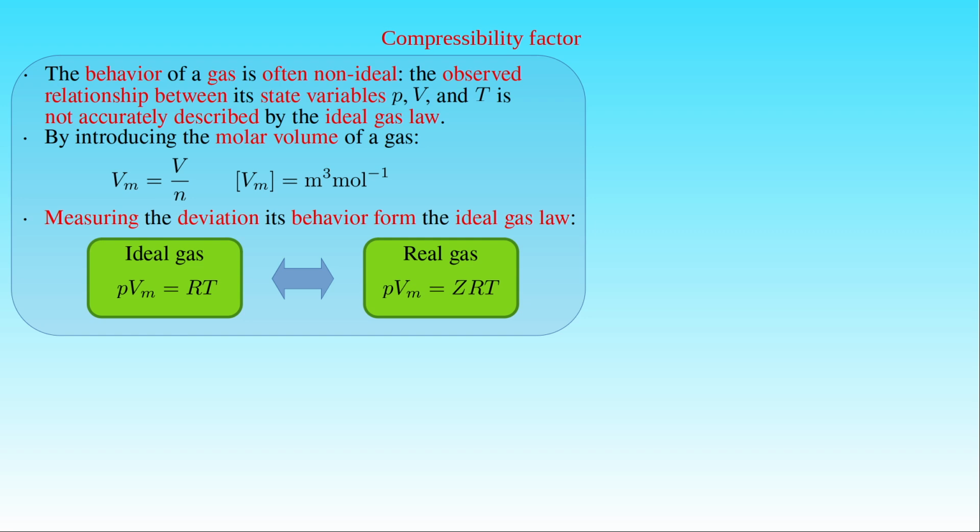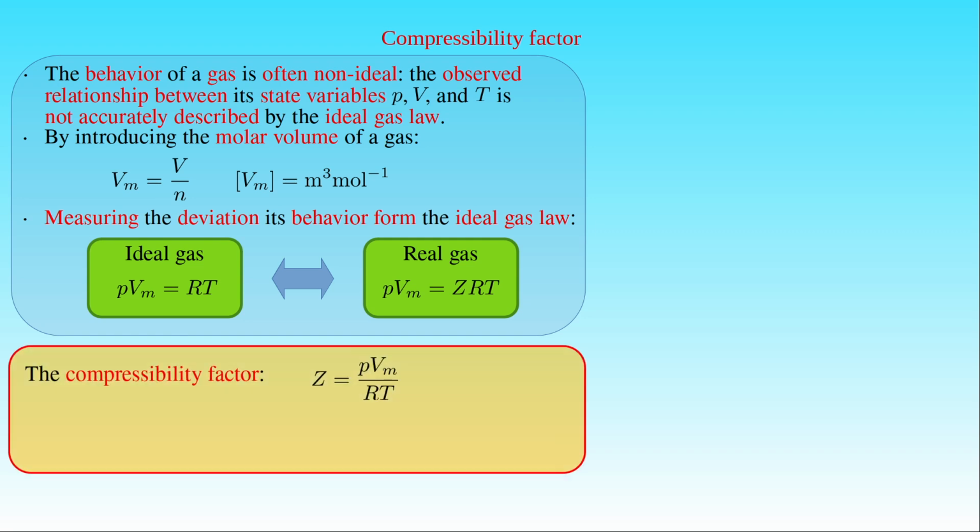We call this deviation factor the compressibility factor of the real gas, and it is given by the ratio of the product of the pressure P of the real gas and its molar volume Vm to the product of the gas constant R and the absolute temperature T of the gas, where the pressure, the volume and the temperature are measured for a given amount of real gas.